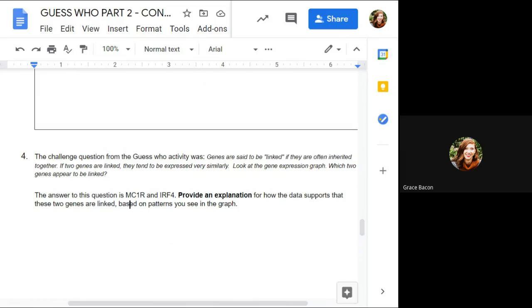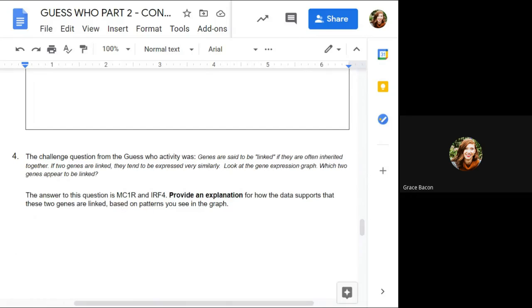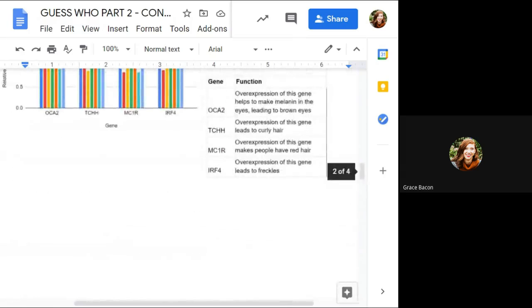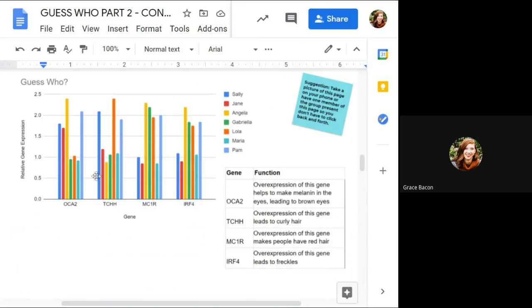It says the challenge question from the Guess Who activity was: genes are said to be linked if they are often inherited together. If two genes are linked, they tend to be expressed very similarly. Look at the gene expression graph. Which two genes appear to be linked? So you were looking at the graph to see which of the 4 genes seem like they're expressed really similarly. That's what you were looking for.